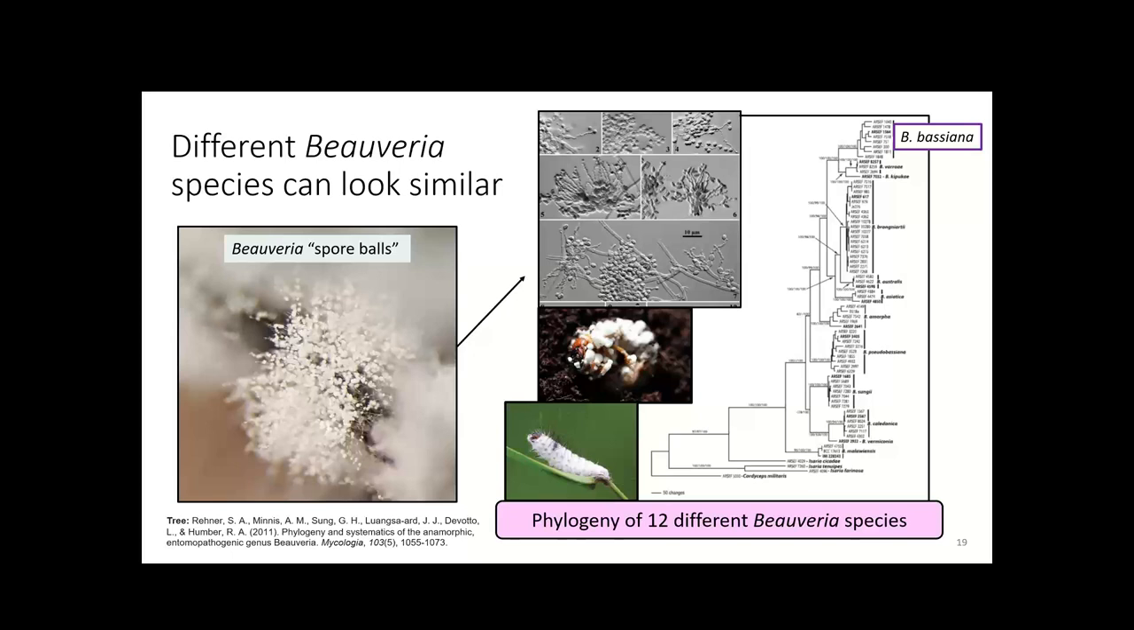I say that because you simply cannot identify a Beauveria isolate to species based on morphology. If you're trying to identify an insect or a plant, you can use a dichotomous key and figure out if that's a red maple or some other tree. The problem with Beauveria is they all have these white spore balls. They just look the same, but there are a dozen or more different species of Beauveria. You need to use molecular tools. That's the main point I'm trying to make.